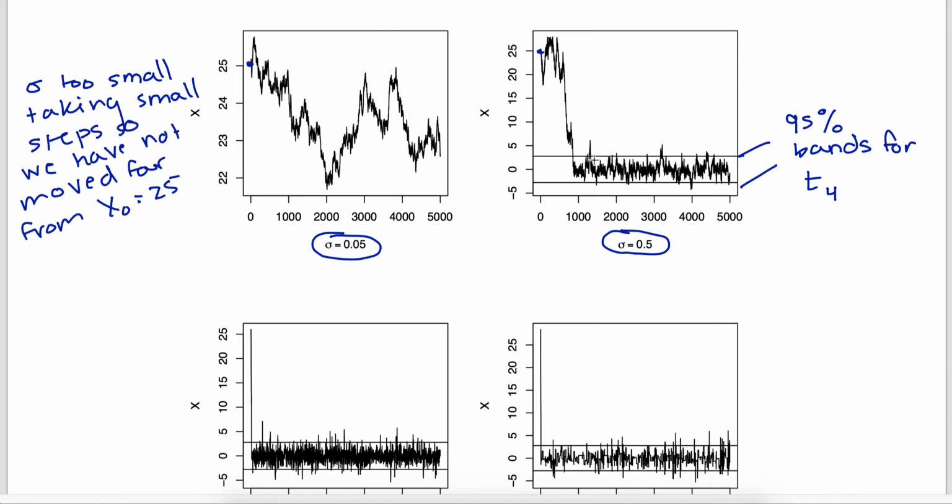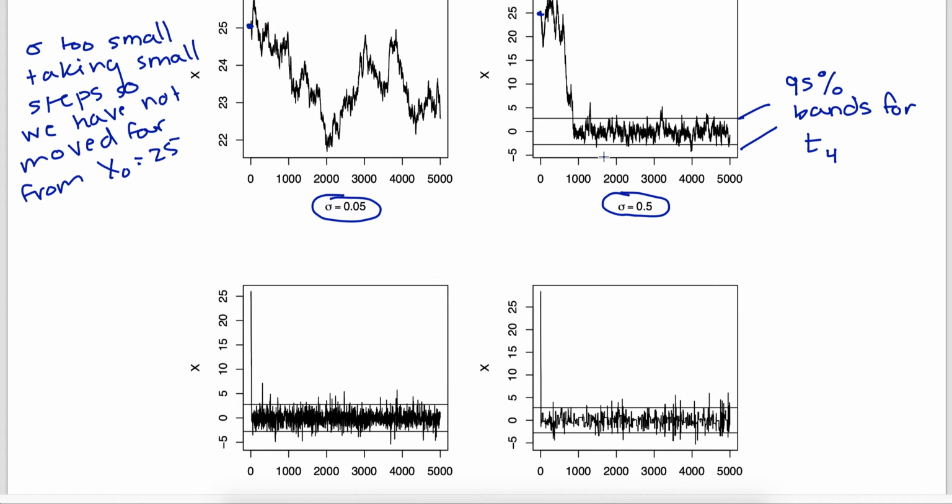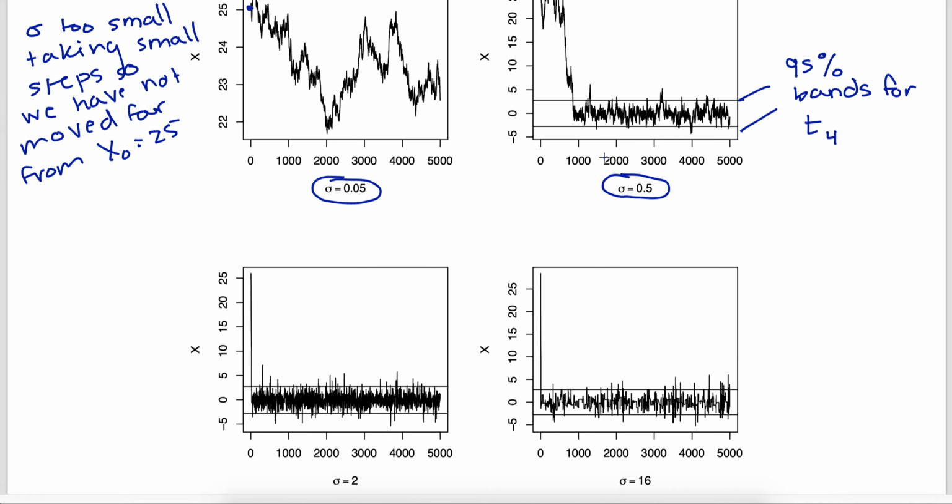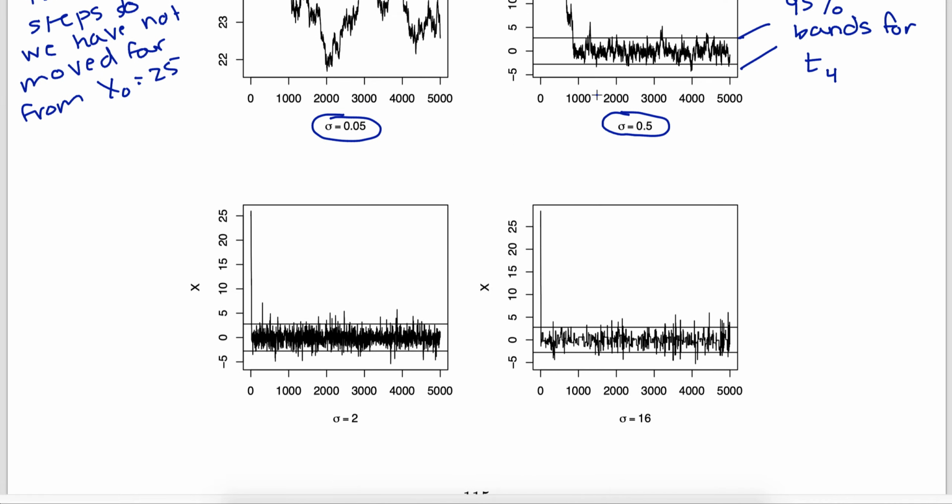So it takes a little bit of time to get there, but we do eventually get there. The next one was the one that looked kind of ideal earlier, and we definitely see that, sigma equals 2. We start at 25, and we actually get there pretty quickly. We don't waste 1,000 steps trying to have our chain converge to that stationary distribution. We do get there pretty quickly, and you'll notice this is what we expect.